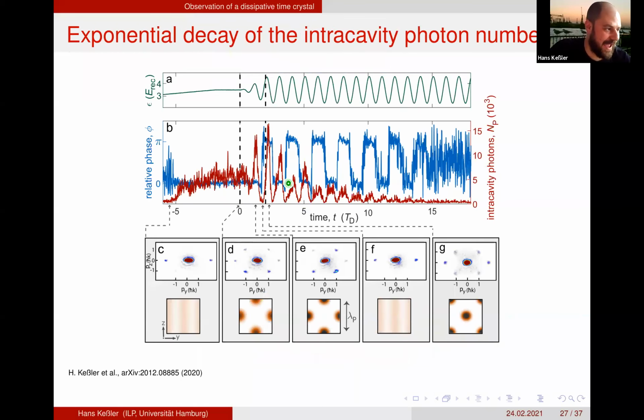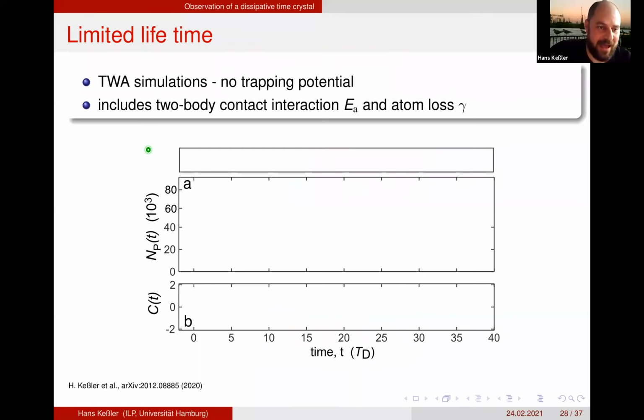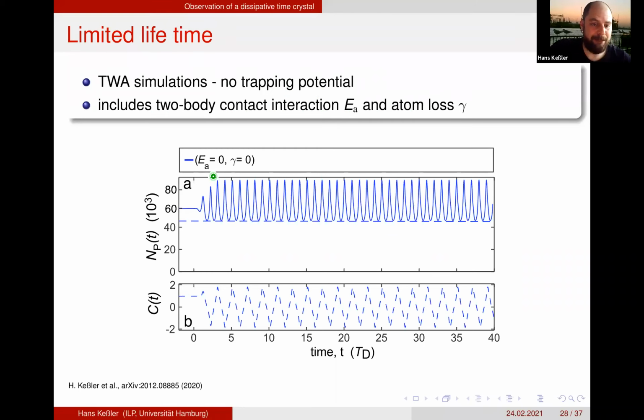Maybe, and this is the question that was already asked. So you see that there's even an exponential decay of the pulses of the intracavity field. Why is this the case? For this, we asked our colleagues to run some truncated Wigner simulations. They haven't used the trapping potential, so they were using periodic boundary conditions, but they included two-body contact interaction and atom loss. For no contact interaction and no atom loss, the system oscillates basically forever.